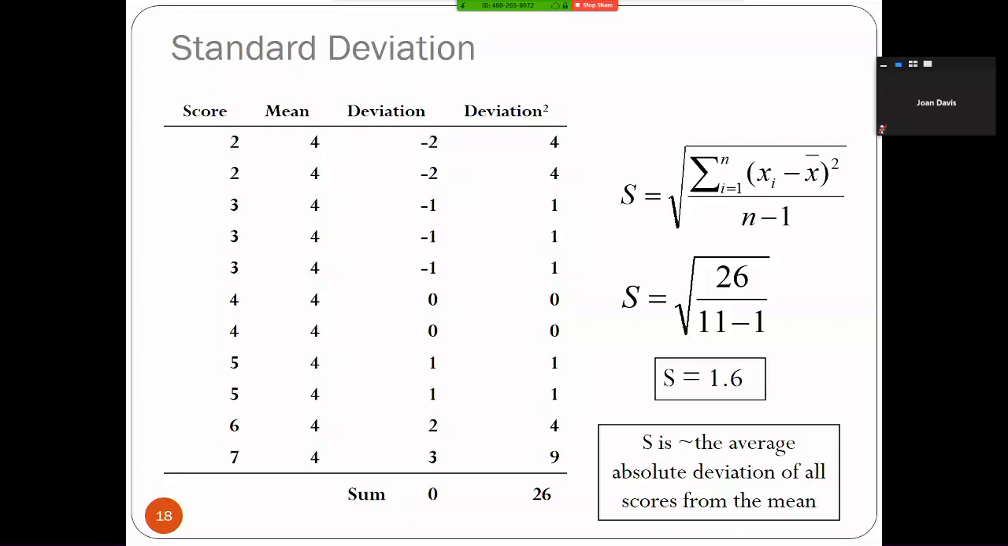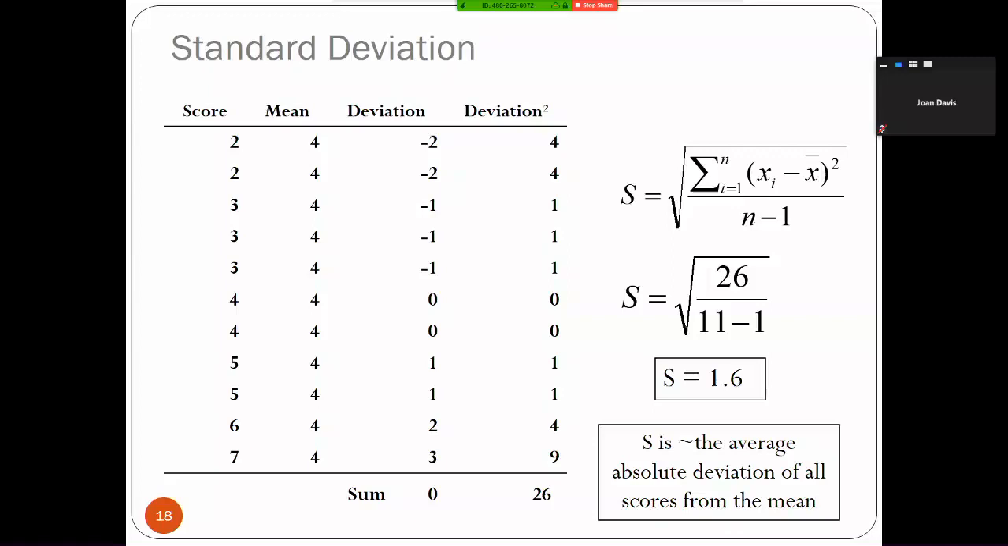So what we want to know is, on average, how far did these scores deviate from the mean value, the central value of the data set? We calculated the mean right here, and then we calculated how far each of the scores differed from the mean. So 2 is 2 less than 4, 4 is the same as 4, 7 is 3 more. So if we add those up, because by definition, deviation scores sum to 0, we have to address that. Otherwise, we have no information.